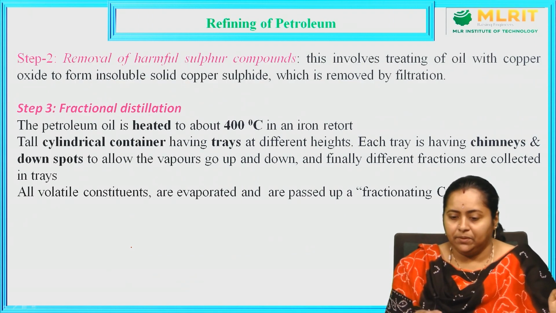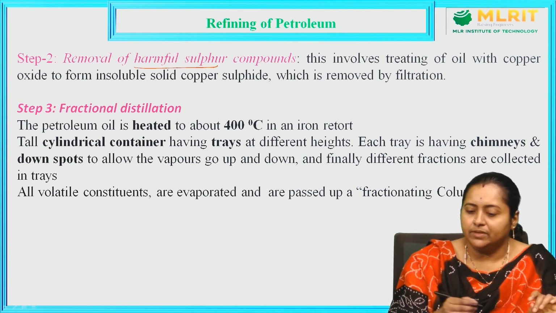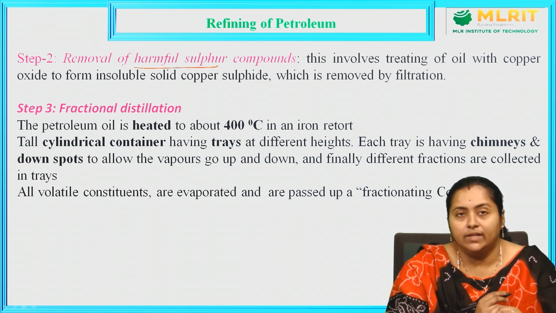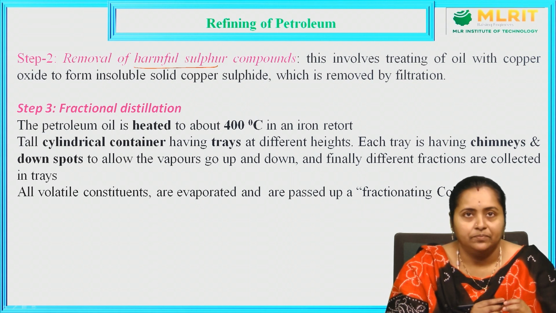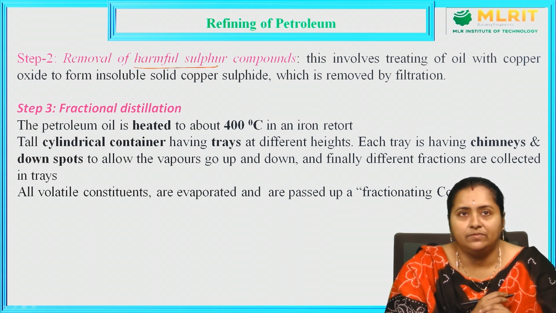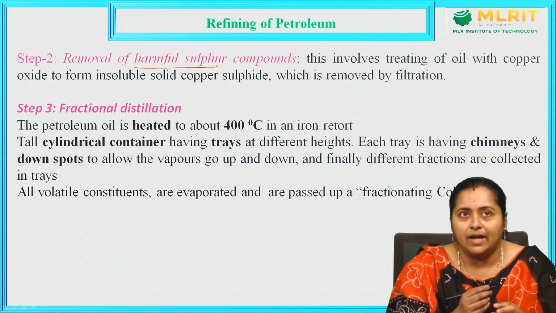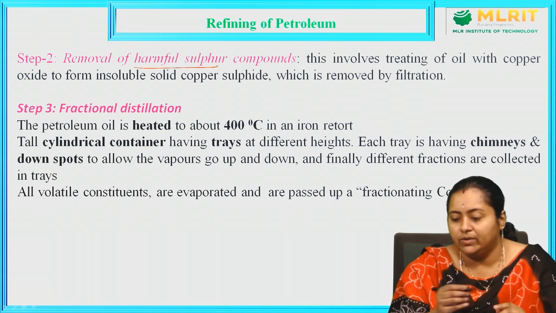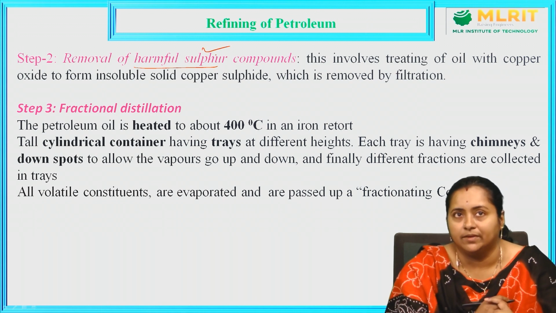So what is step 2? Step 2 is meant for removing harmful sulfur content, if any is present in the crude oil sample after extraction. In step 1, we removed the salt water, that is brine solution, if any was there. And then it is subjected to removal of sulfur. During the discussion of the average chemical composition of petroleum, I told you about this content of sulfur. It is very harmful or toxic in nature.